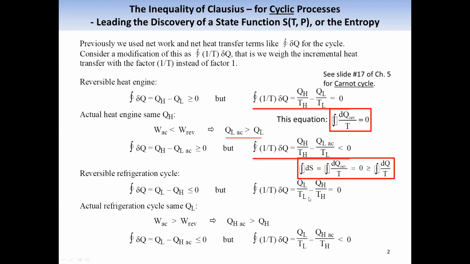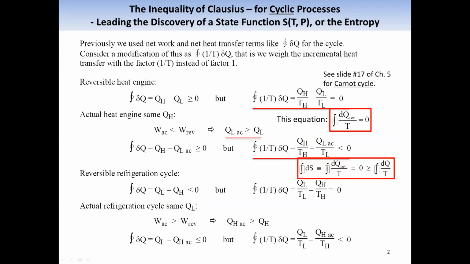Again, from the last chapter, the ratio of QL to QH equals TL over TH. Therefore, these two ratios yield a zero difference. They are essentially identical quantities.